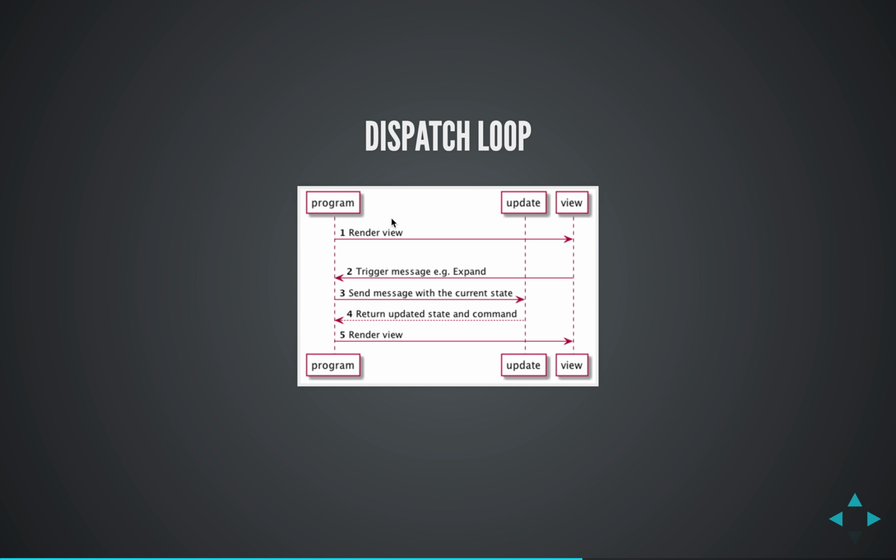So in the Fable architecture, we have what we know as the dispatch loop, where the program starts and renders a view. Then the view, if prompted by the user, can trigger a message. Then the program sends the message with the current state to our update code, and then the update code returns an updated state and command, and finally the program renders the view.